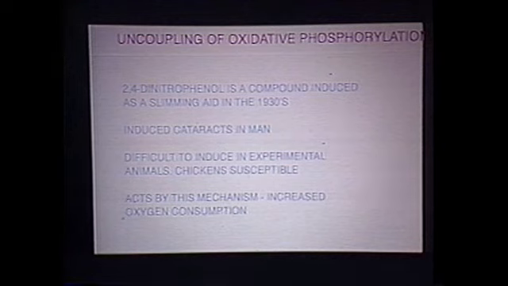2,4-dinitrophenol was a compound introduced in the 30s as a slimming aid, and this unfortunately produced cataracts in man. It was rather difficult in experimental animals to reproduce this change, and it was some years before it was eventually discovered that chickens were quite susceptible. Feeding the compound to rats generally did not produce the cataract that occurred in man. This is now known to act by alteration of phosphorylation with an increased oxygen consumption within the lens.